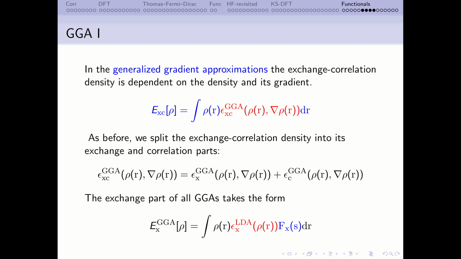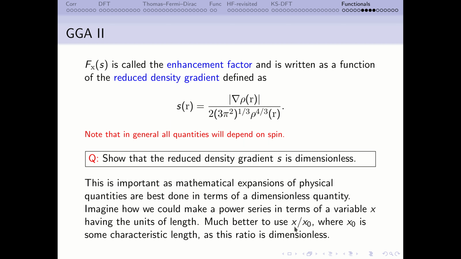You've got to say which GGA you used. And as with the LDA, the GGAs split the exchange correlation energy density into an exchange part and a correlation part. They differ from the LDA through this enhancement factor fx. So the first part here, rho times epsilon x LDA, looks like the LDA, but then we have this extra function f of x, which is a function of s, and s is the reduced density gradient.